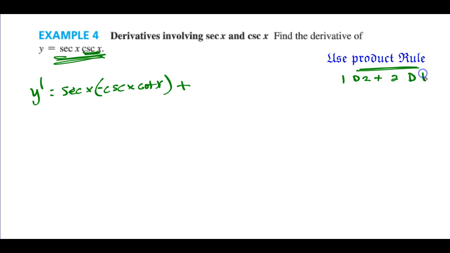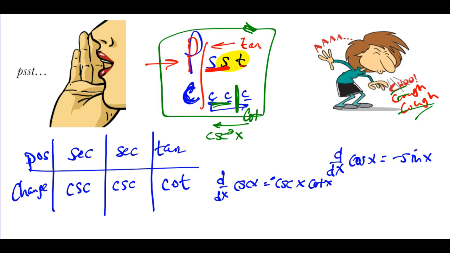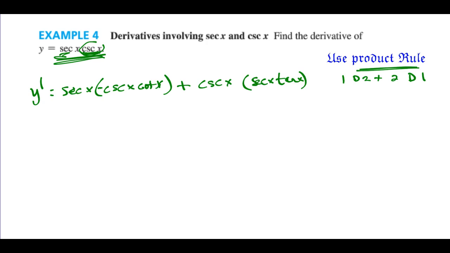2 d1. If you don't know that, go watch a previous video. So 1 d2 plus 2, oh, that's the cosecant function. And then d1, what's the derivative of secant? Oh, yeah, it's secant, and then it's something else. Well, the something else that goes with it is secant tangent. And that's my PST. The derivative of secant is secant tangent. There's the S, there's the T.